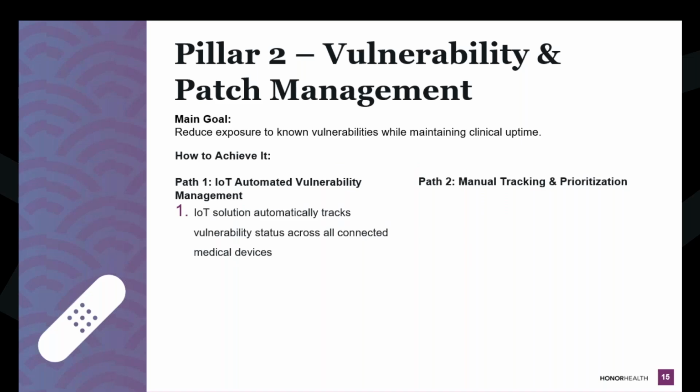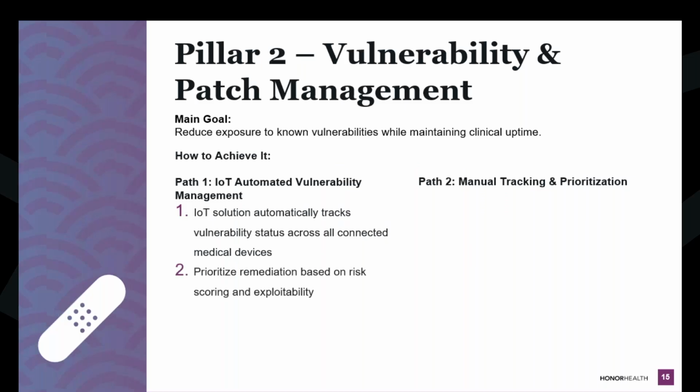In a medical device security program, that is pure gold, because if we don't have an IoT solution, we would be spending hours, days, weeks probably reviewing just vulnerabilities from various sources that don't even impact us. So there's really no value there for you.